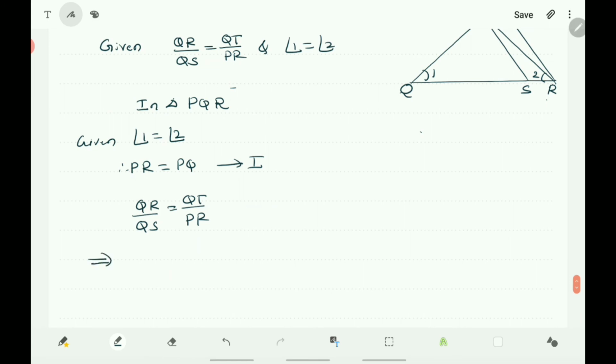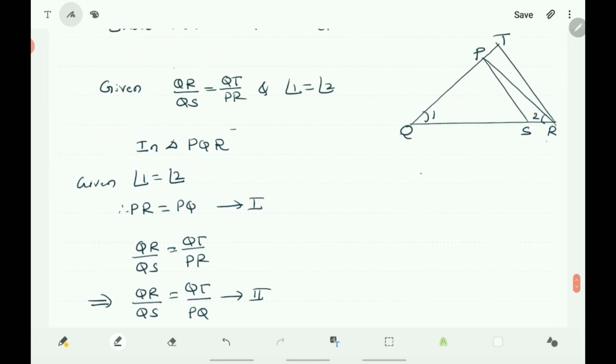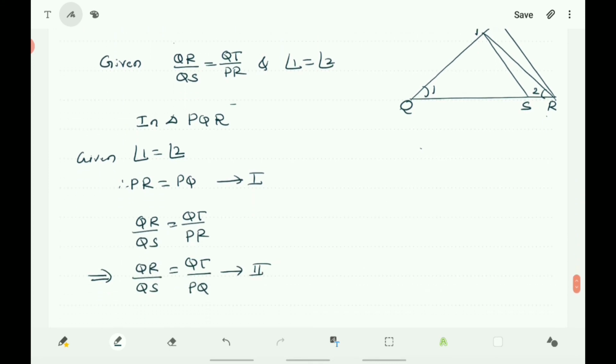That implies QR by QS is equal to QT by PQ. Consider this as second. Now you have to prove triangle PQS is similar to triangle TQR. So write the names of those two triangles.